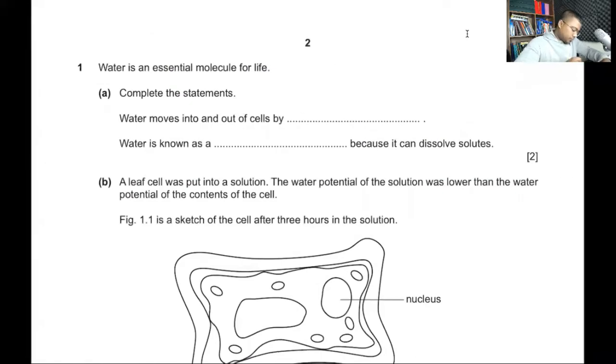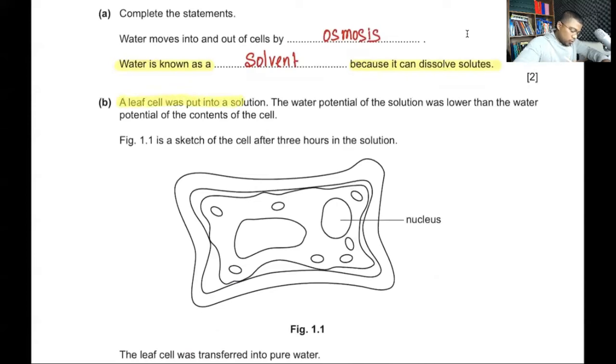Question number 1. Water is an essential molecule for life. Complete the statements. Water moves into and out of the cells by osmosis. Water is known as a solvent because it can dissolve solute.